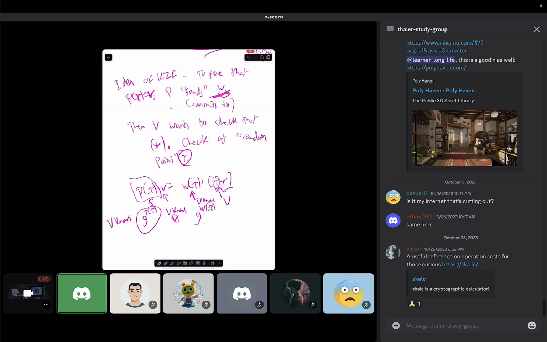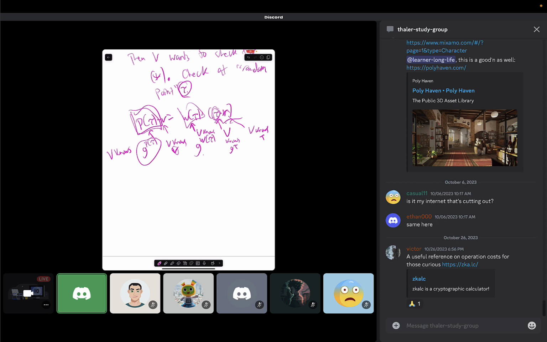So V does not know tau, but P does know G to the tau. And V explicitly knows R. That's the point that the verifier requested the evaluation of P at. Okay, so that's what P knows. So in summary, that's what the verifier knows. While it doesn't know P of tau, W of tau, or tau, it does know each of them in the exponent.